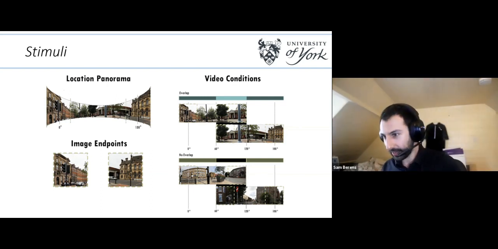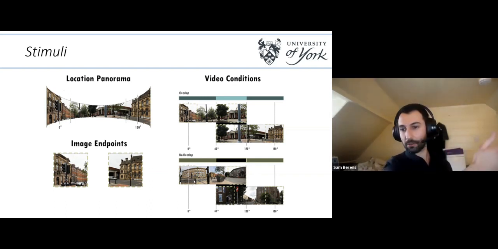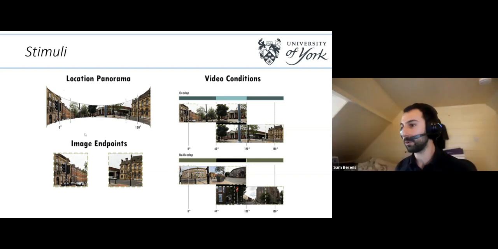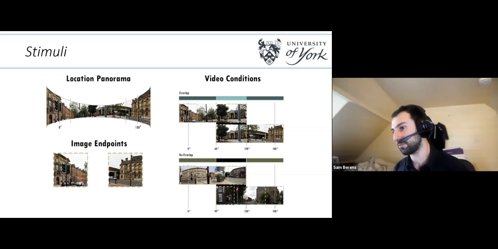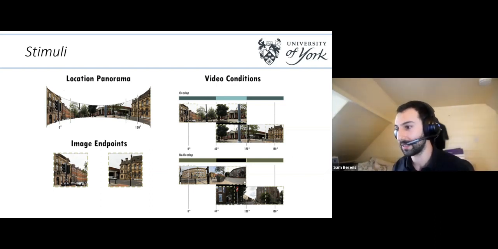In the no overlap condition, no overlap videos, something very similar happened. So we started off by showing the 0-degree endpoint, panned across to the 90-degree endpoint. So starting at these railings, pans across to this Italian restaurant in the middle here. And then the cut is to now a completely different panorama. So the second video segment is from a completely unrelated location. And so there's no visual overlap in the center here.